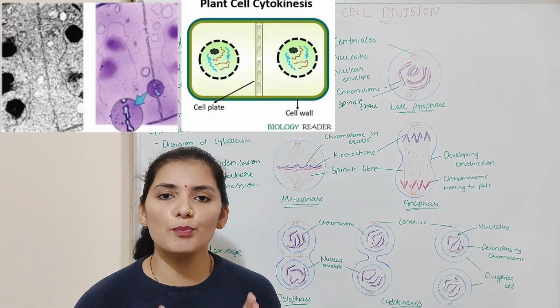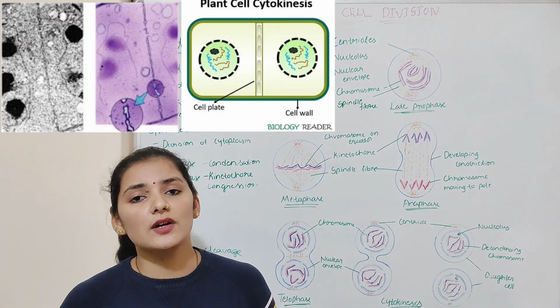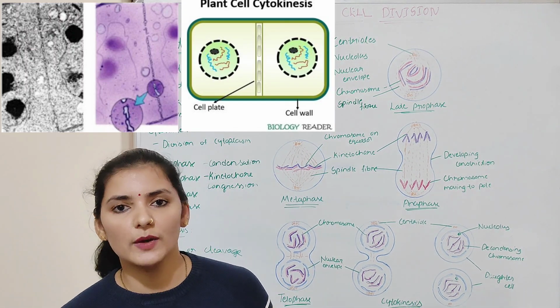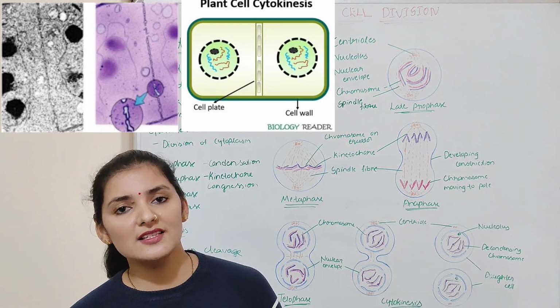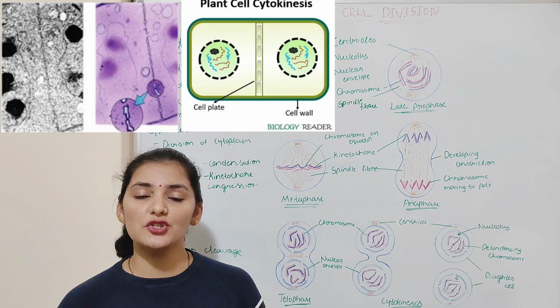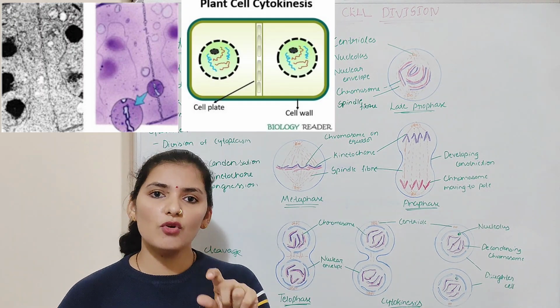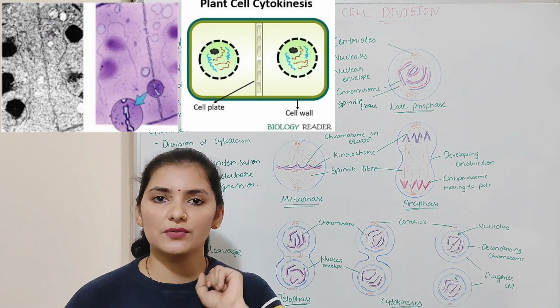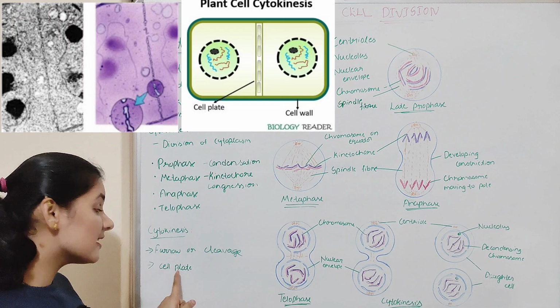Cytokinesis in the case of a plant cell is quite different. Because of the presence of the cell wall, the cytokinesis process takes place in a different way in the case of a plant cell. In the case of a plant cell, cytokinesis is achieved by the formation of a cell wall at the center of the cell. This cell wall formation takes place at the center of the cell by the formation of its simple precursor called the cell plate.